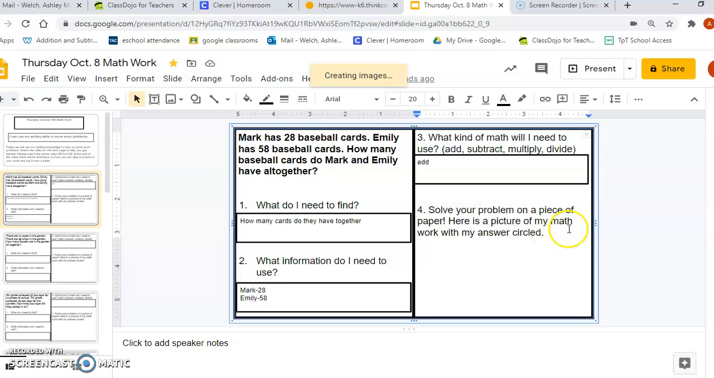So number 4 says solve your problem on a piece of paper. So if you're at home or in class, you are going to need some paper. So you'll have to get paper out for today's lesson, and you want to have space to do your math work out. So you're also going to need a pencil for a writing tool. And it says, here is a picture of my math work with my answer circled.